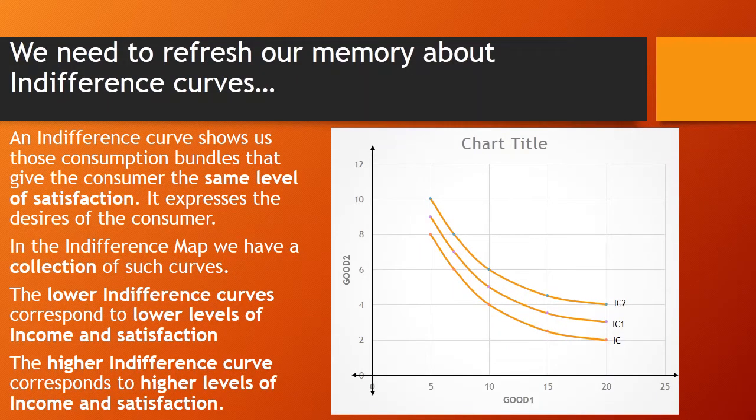Before we go on with this topic and learn about consumer's equilibrium, we need to first refresh our memory about indifference curves. An indifference curve shows us those consumption bundles that give the consumer the same level of satisfaction. It expresses the desires of the consumer. In the indifference map, we have a collection of such curves. The lower indifference curve corresponds to lower income and satisfaction, and the higher indifference curve corresponds to higher levels of income and satisfaction.